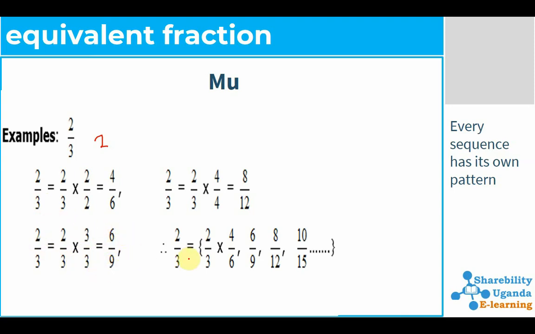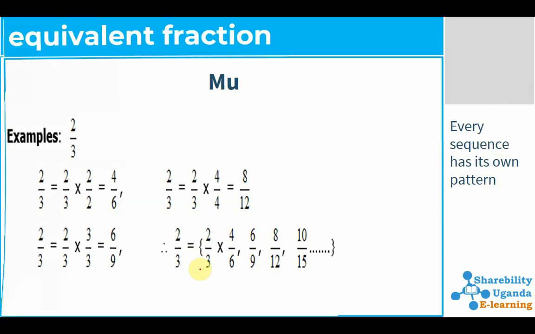So possibly we can say that the equivalent fractions that are the same as this are 4 out of 6, 6 out of 9, 8 out of 12, 10 out of 15. They are the same. Okay, so that's simply how we get an equivalent fraction.